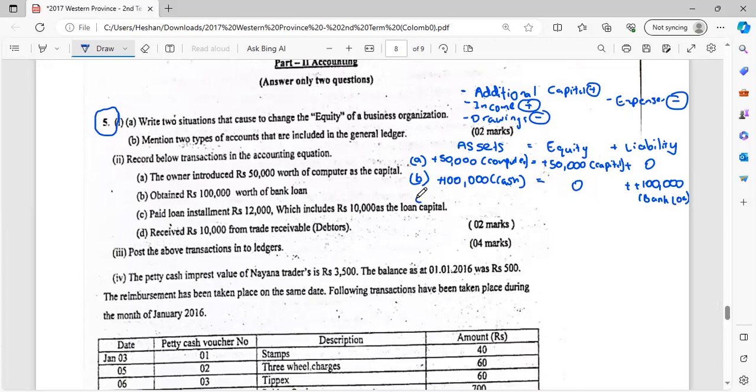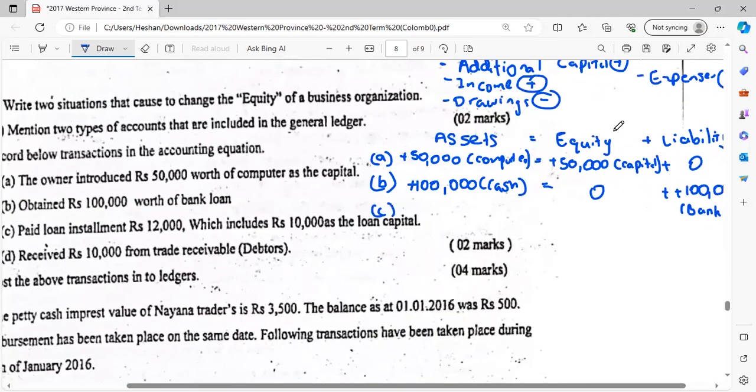C. So I'm going to erase A and B. Others, make sure to turn on the videos.